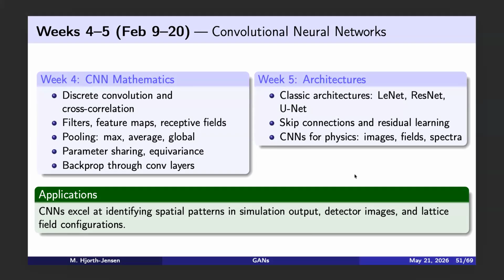The CNNs are excellent at identifying spatial patterns. And especially for those of you who are more into, let's say, detector science, where you have pixels, images, which can represent the energy which has been deposited in a detector, you can then reconstruct what kind of event this was.